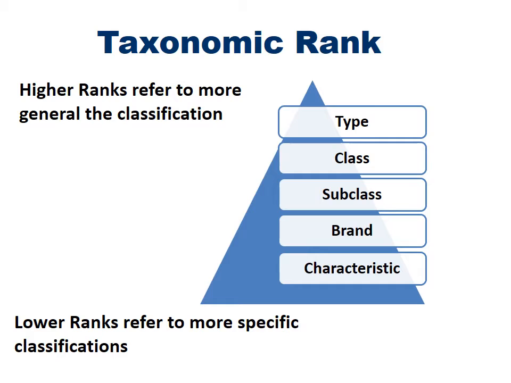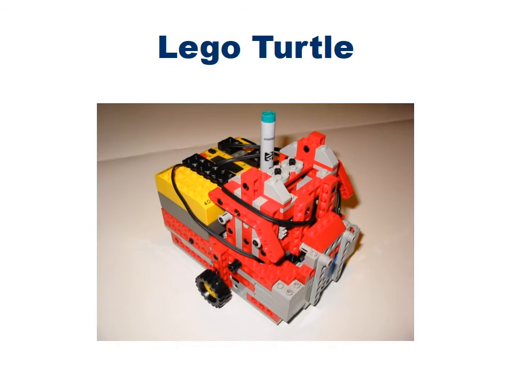This is to do with taxonomic rank. The rule is higher ranks prevail, and it's this rule that prevents a robot being given two classifications. So you can make a turtle robot from Lego Mindstorms, but this does not make Lego a userbot. It's still a buildbot.